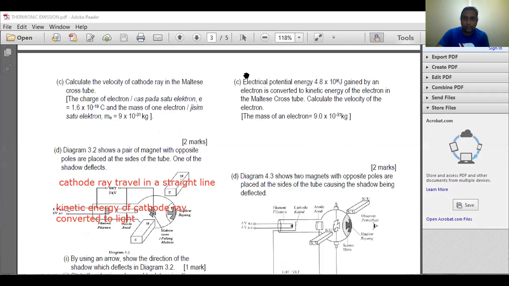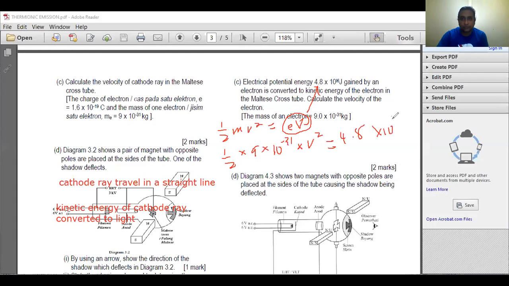Okay, next. The electric potential energy is 4.8 times 10^16. Calculate the velocity. They usually give you the energy, so you just use half mv squared equals eV. So half, the mass will be 9 times 10 to the power negative 31, times v squared. You already know the energy, they give you 4.8, so right here 4.8 times 10 to the power 16.